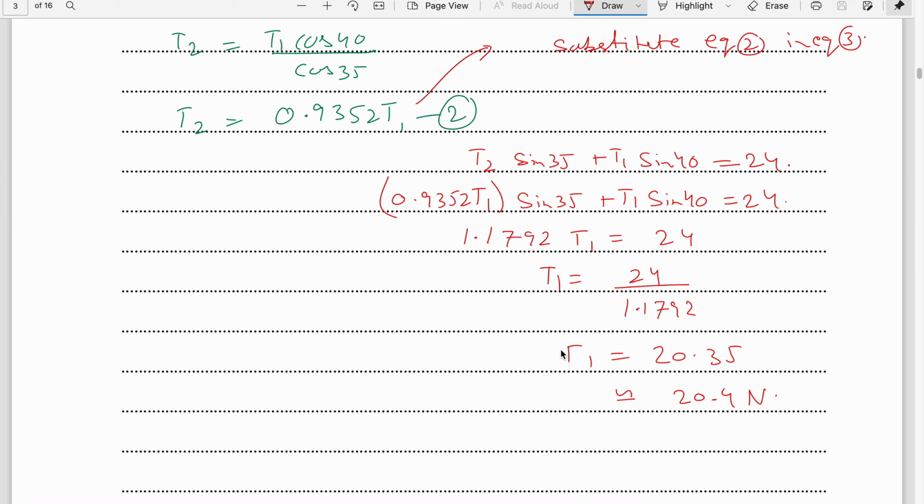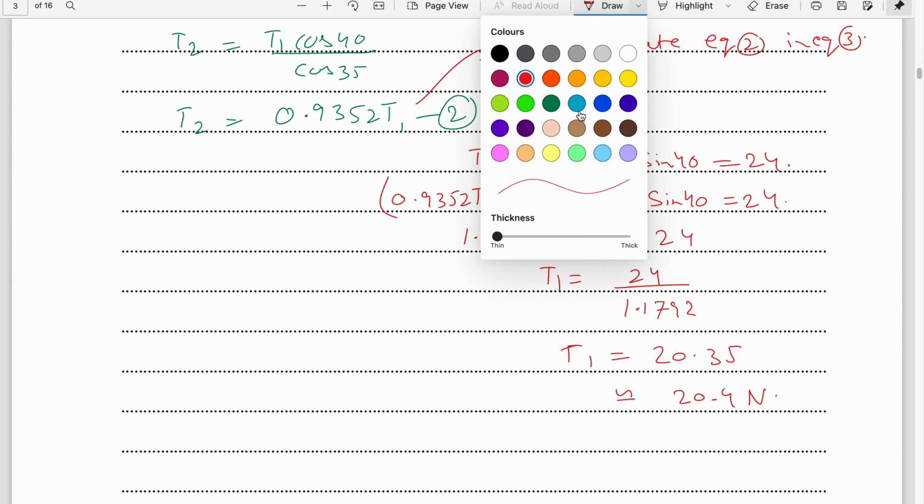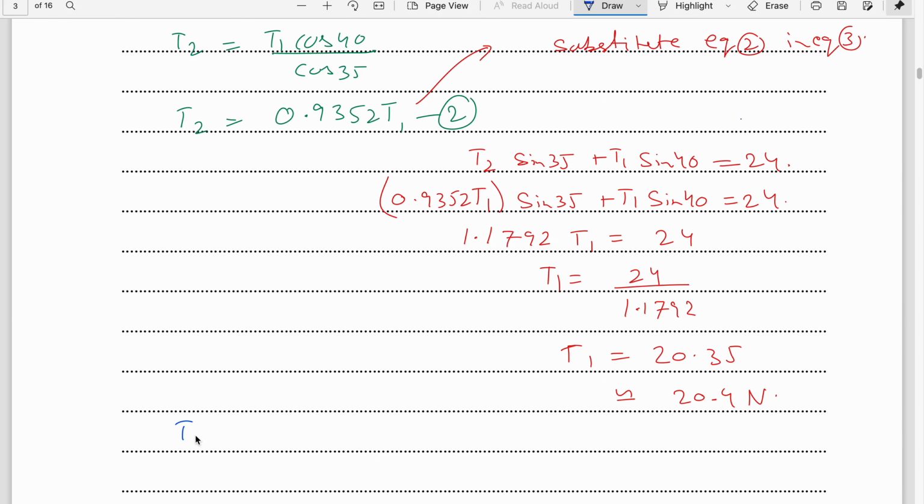Having done with that, for T2, substitute this value in equation 2 and you will get the second force. T2 is 0.9352 of T1.